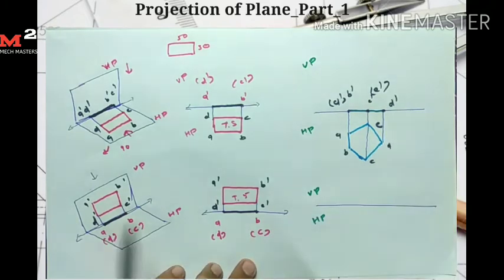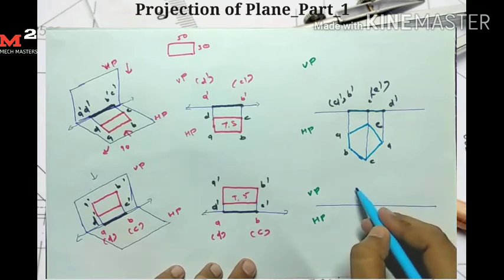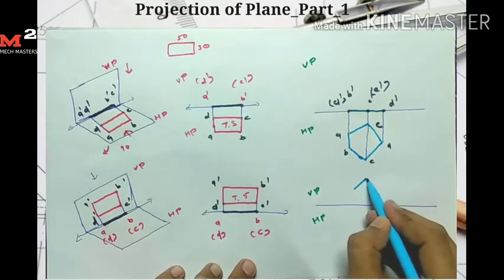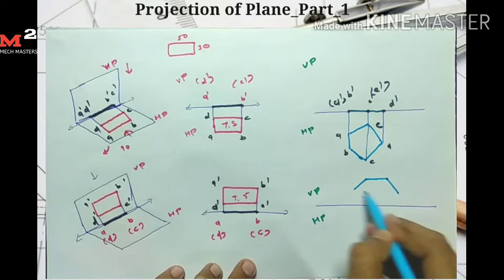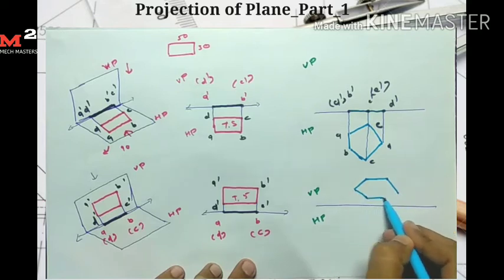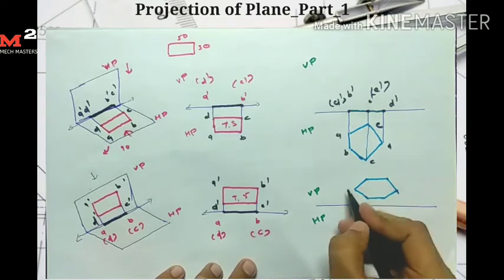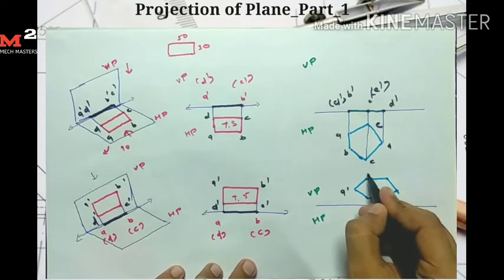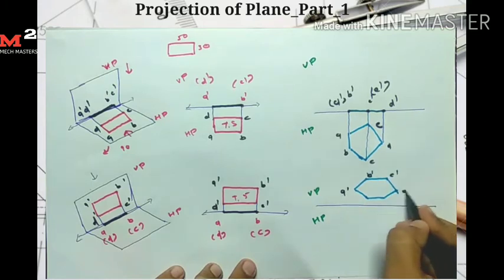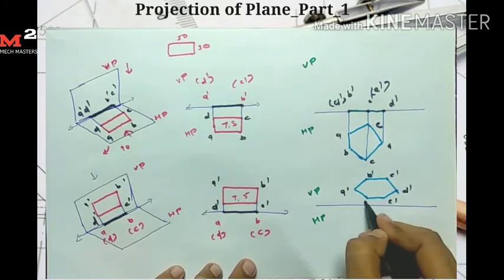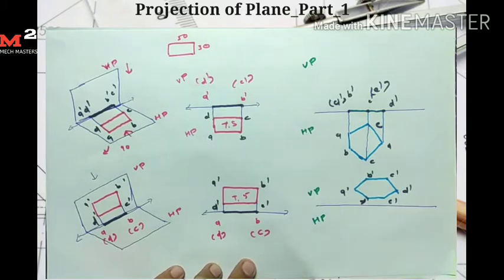Okay, now I take another case. Here I take one hexagonal plane resting on vertical plane. Okay, I give the names A dash, B dash, C dash, D dash, E dash, and F dash. Okay, so now for drawing, this is the front view.